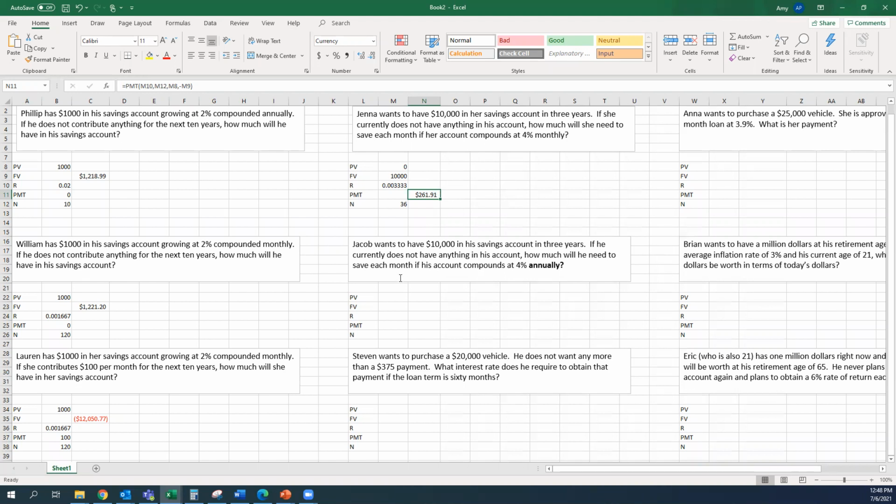So Jacob, again, wants to have $10,000 in his account in 3 years. He doesn't have anything in his account at this point, and he wants to know how much he needs to save each month if his account compounds at 4% annually? So this, we're going to figure it out annually, and then we'll multiply that by 12.